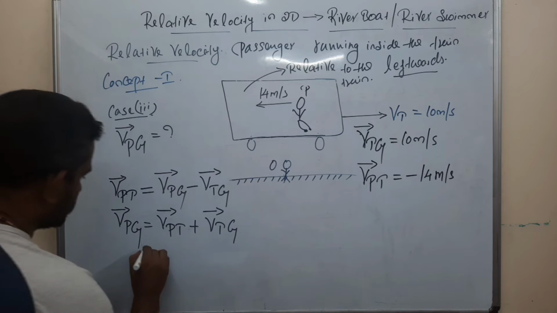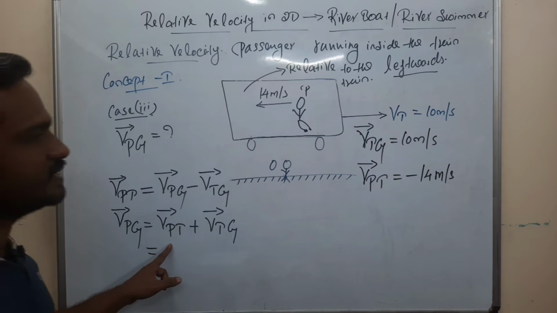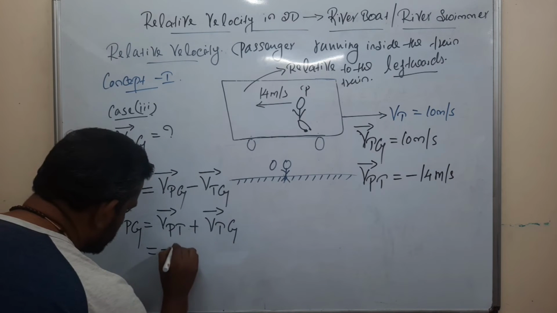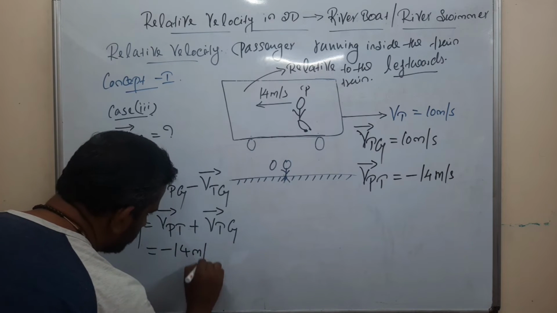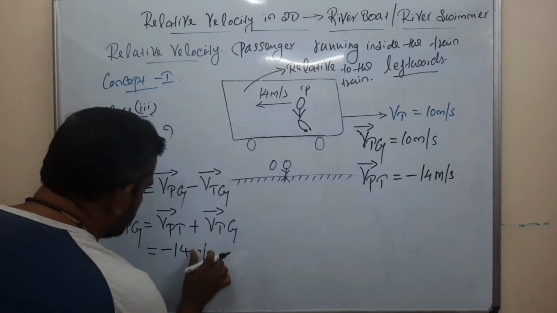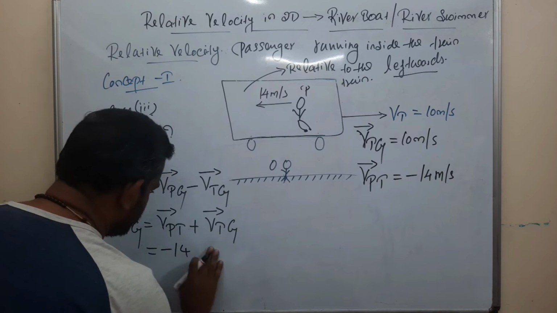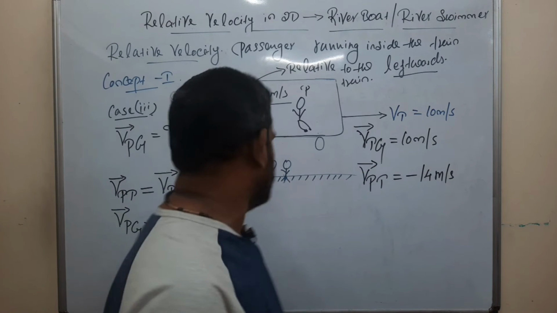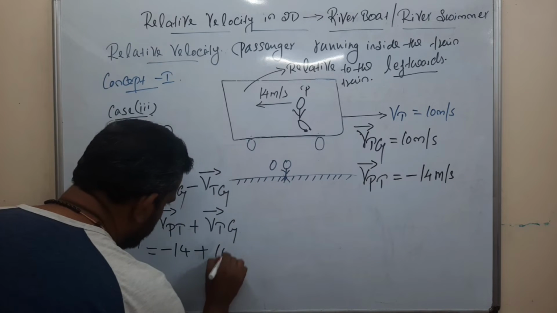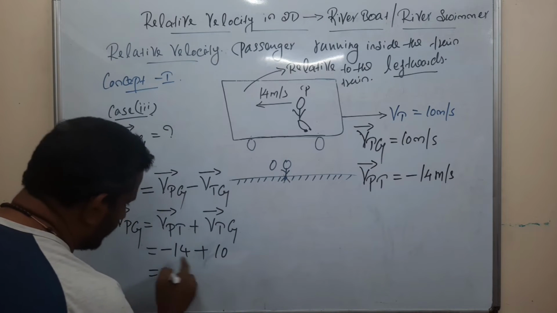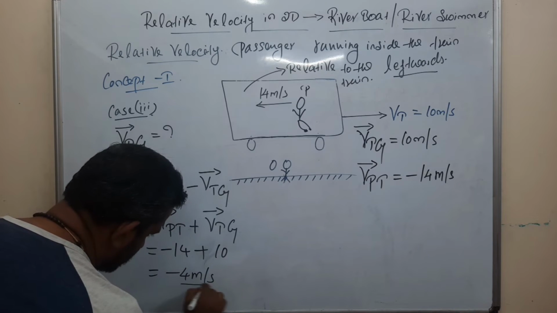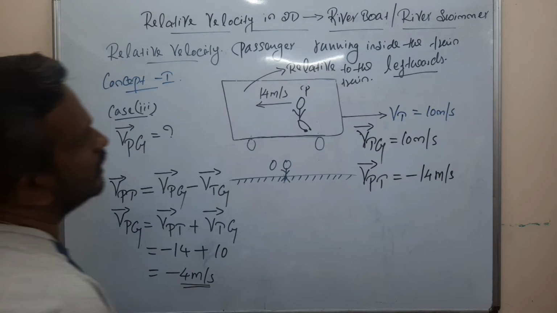Okay, so that's equal to, what is velocity of the passenger with respect to the train? Minus 14 meter per second. Okay, minus 14 plus velocity of the train with respect to ground, that is 10. So that's equal to minus 14 plus 10. So minus 4 meter per second. Okay, minus 4 meter per second.